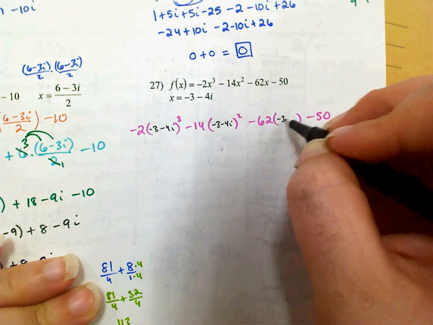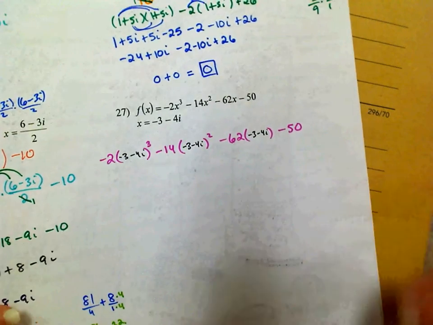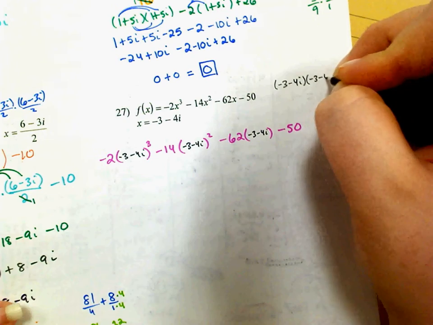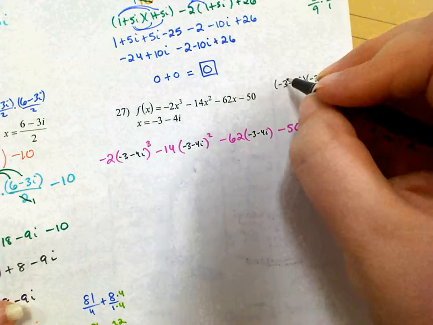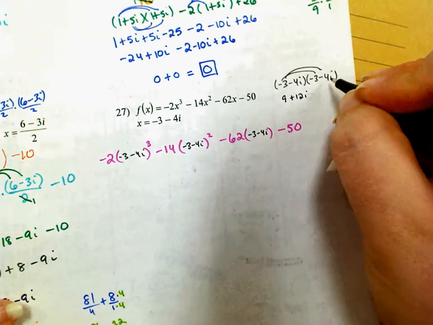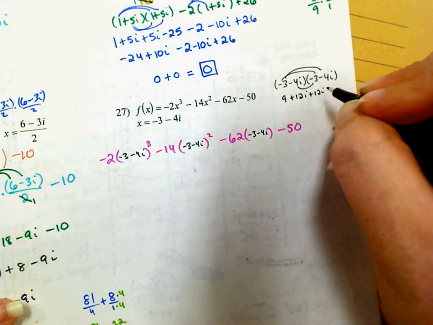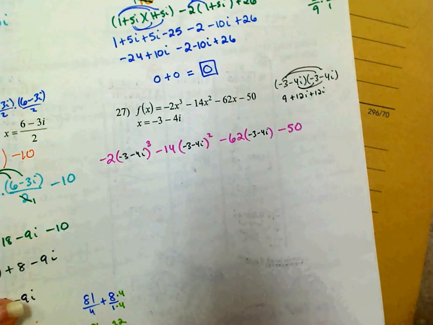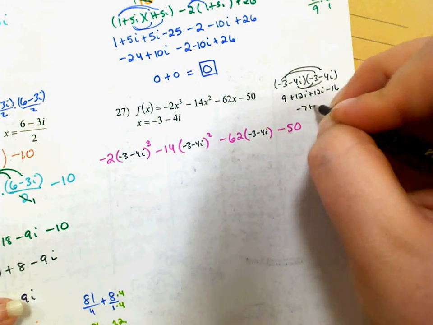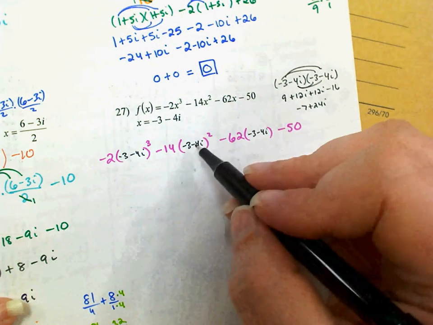What I'm probably going to do is, out to the side, figure out what negative 3 minus 4i squared is, which means to multiply it by itself. So negative 3 times negative 3 is 9, plus 12i. Negative 3 times negative 4 is a positive 12. And then negative 4i times 3 is a positive 12i. And then negative 4i times negative 4i is a positive 16i squared, which makes it a negative 16, which is a negative 7 plus 24i. So I know that negative 3 minus 4i squared is negative 7 plus 24i.